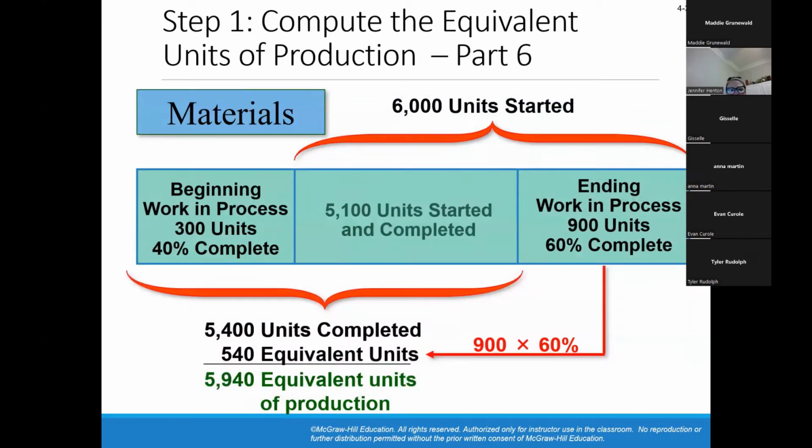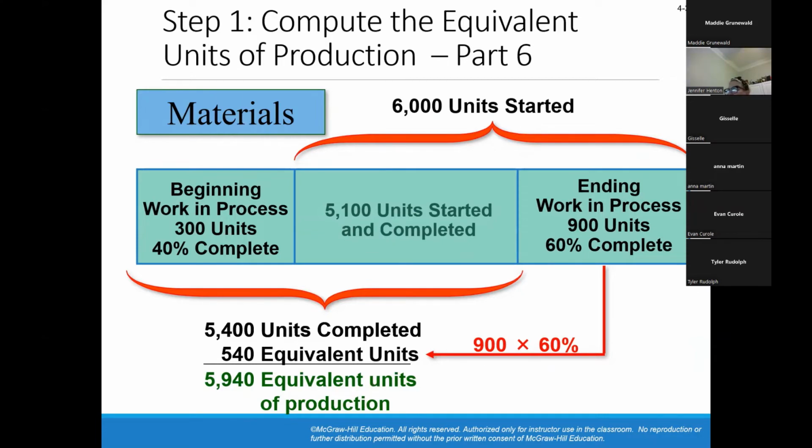All right, and this shows you basically the same thing. It's just broken out a little bit differently. So we have the materials. We had 6,000 units that we started. We had beginning work in process, 300 at 40% complete. And this was at the top of that slide that we were looking at, the chart. It was giving you your beginning balance. So it gave you the number of units, which was 300, and it gave you that percentage, which was 40%.